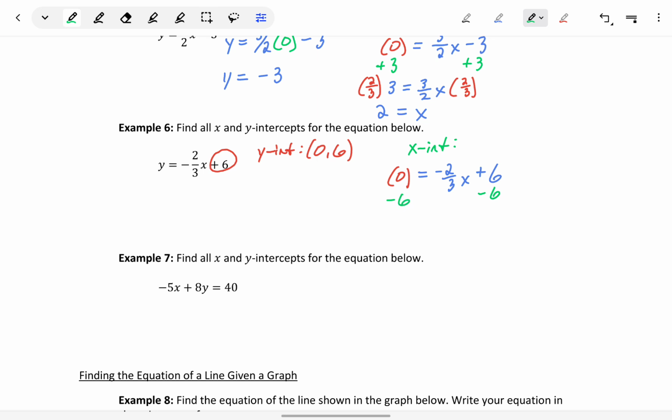We'll subtract 6 from both sides to get -6 is equal to -2/3 x. And then we'll multiply both sides by the reciprocal of that fraction. That should be a -3/2. -6 over, or I guess we could just say 6 over 2 will reduce. So we'll end up with -3 times -3, or 9 is equal to x. So our x-intercept will be at the point (9, 0).